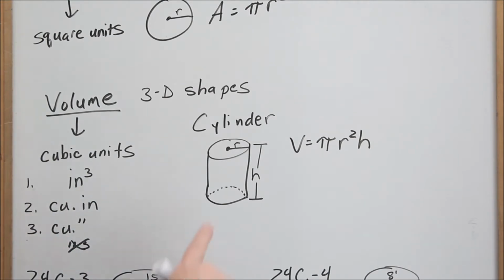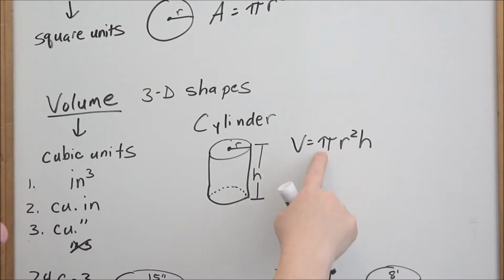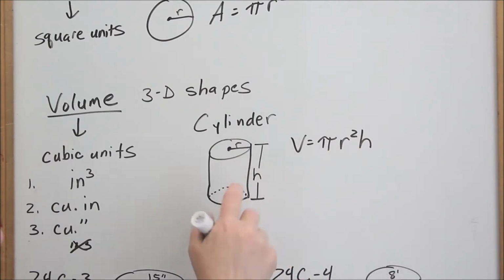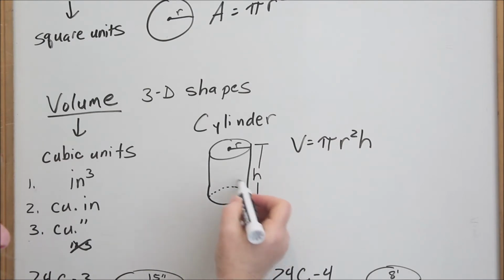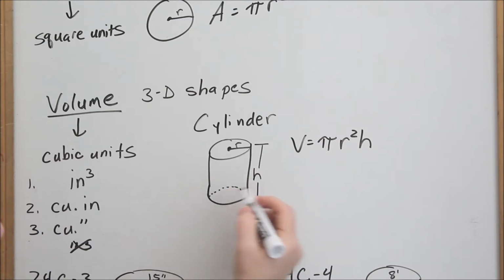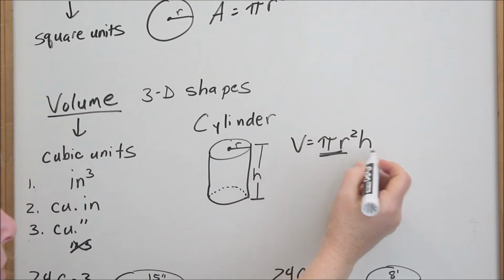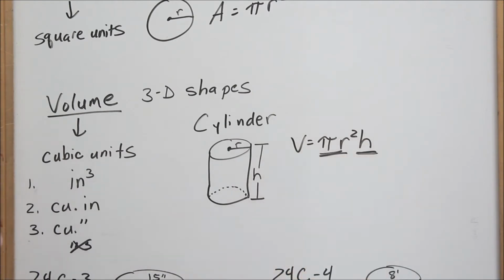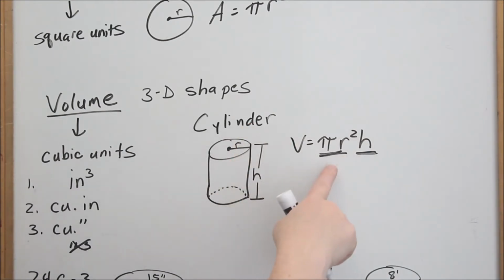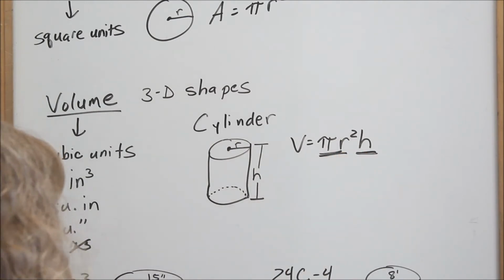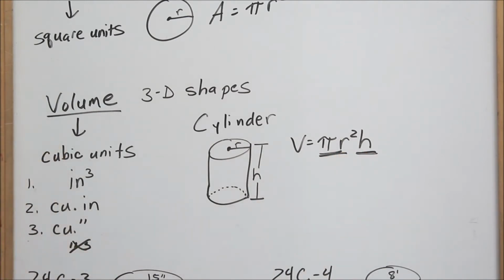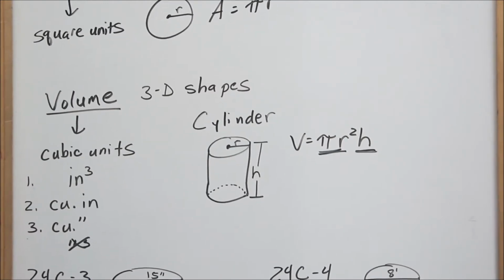So the formula for volume of a cylinder, volume is pi r squared times the height. You'll notice that this is the area of the base. The base of a cylinder is a circle. The volume of any shape is the area of the base times the height. So for volume of a cylinder specifically, it's pi r squared times the height. That is the formula. So with that, look at 24C number 3.